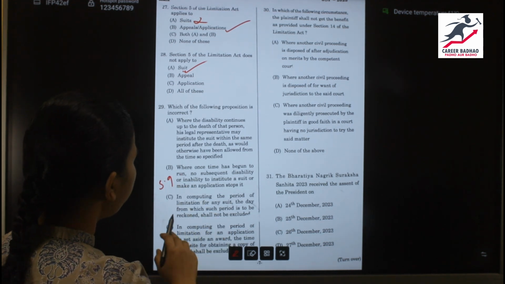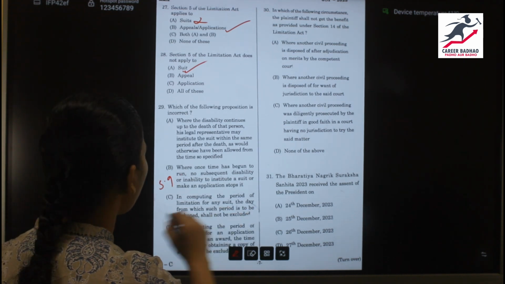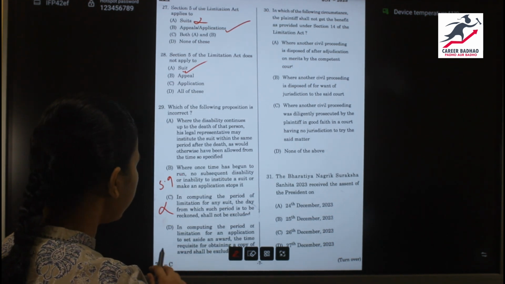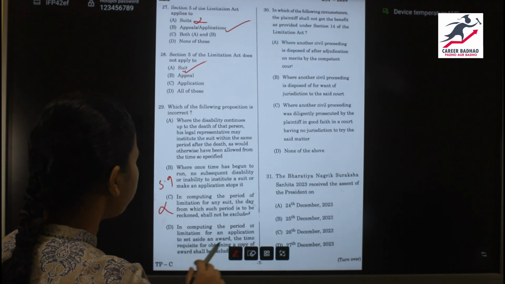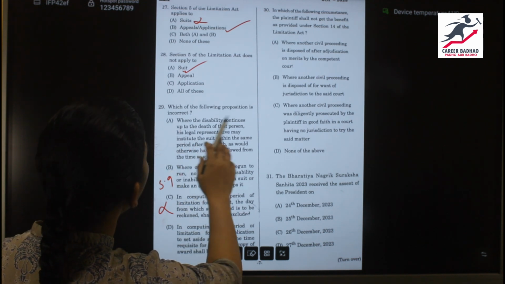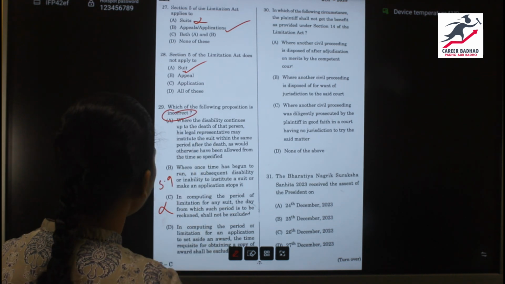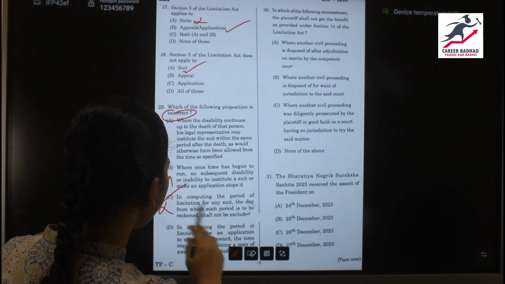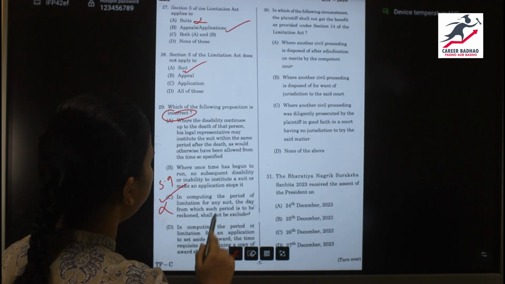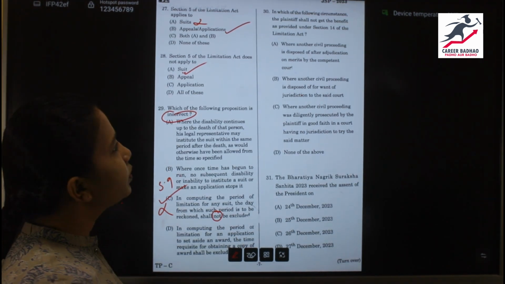And in computing the period of limitation for any suit, the day from which such period is to be reckoned shall not be excluded. This is wrong because it shall be excluded. And number D, in computing the period of limitation for an application to set aside an award, the time requisite for obtaining a copy of award shall be excluded. Which of the following proposition is incorrect? So here it is asked which is incorrect. So the correct option is option number C. In computing the period of limitation for any suit, the day from which such period is to be reckoned shall be excluded. But here the word not is used. So option C is the correct answer. Okay, now let's move to question number 30.